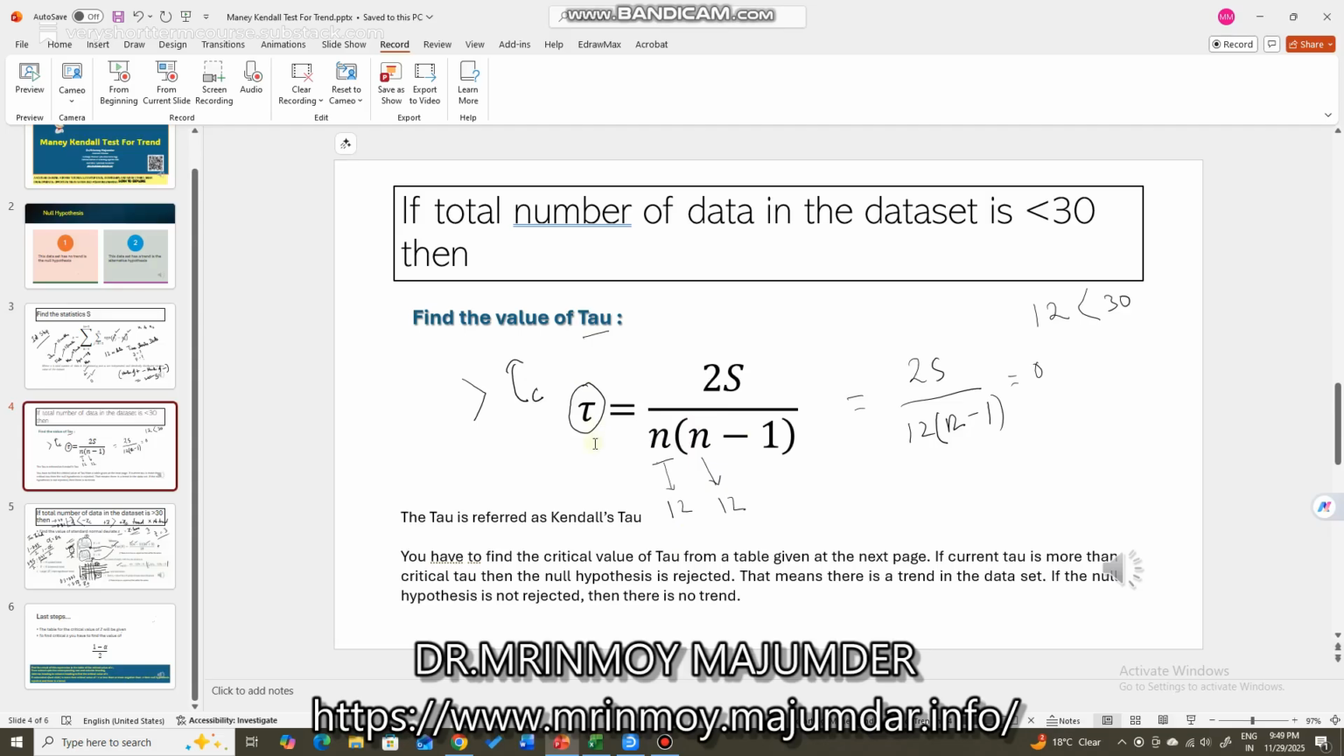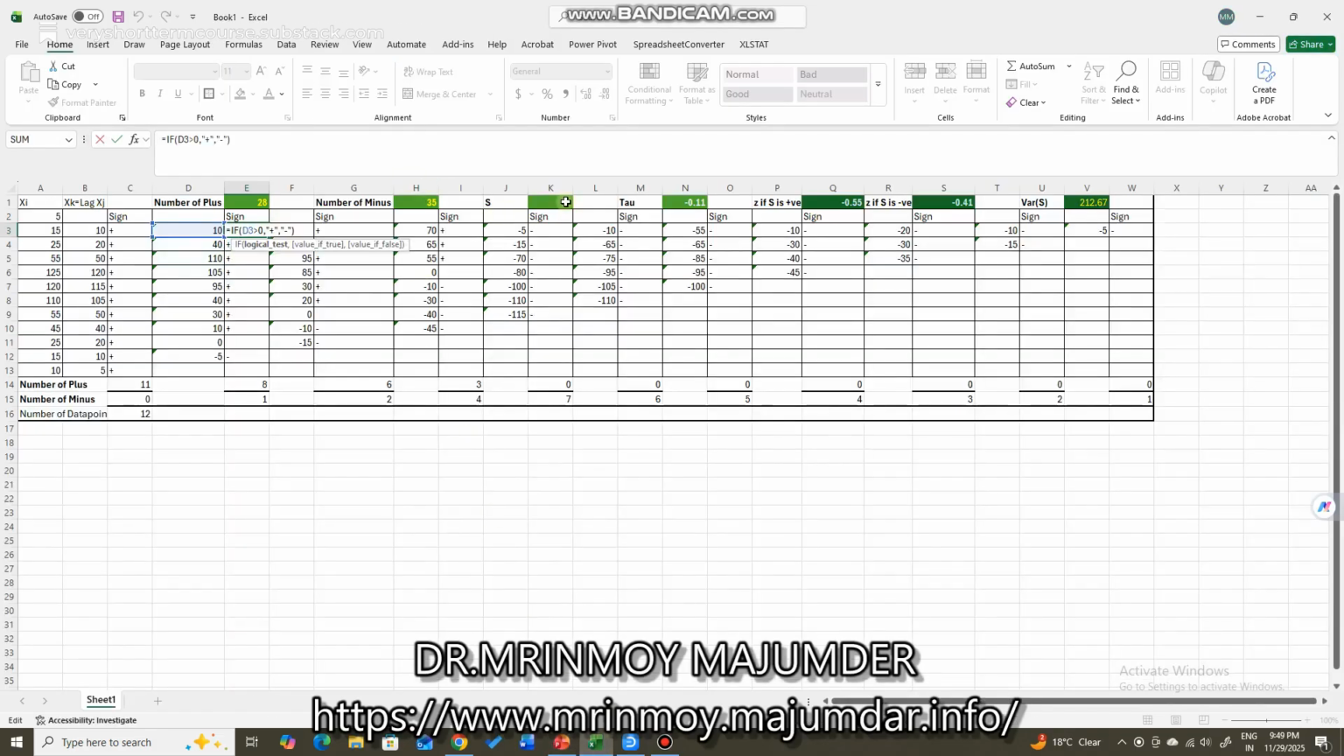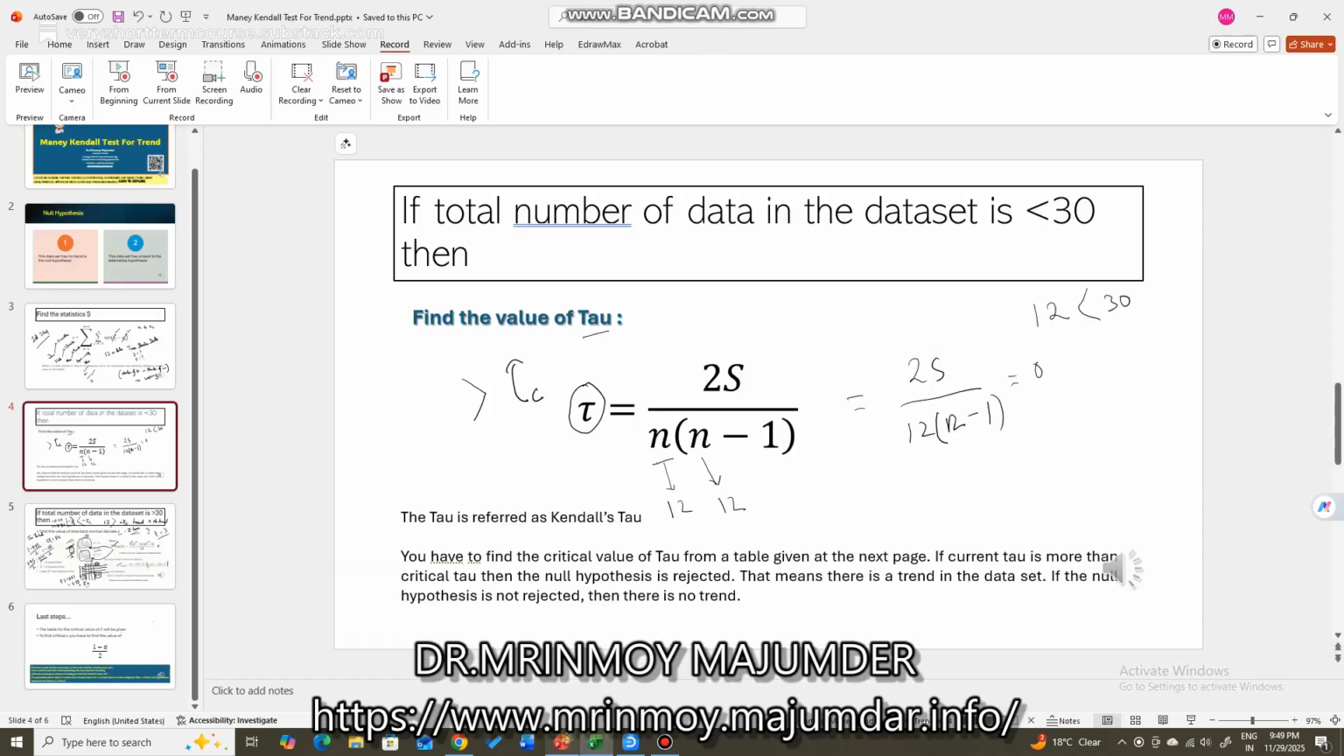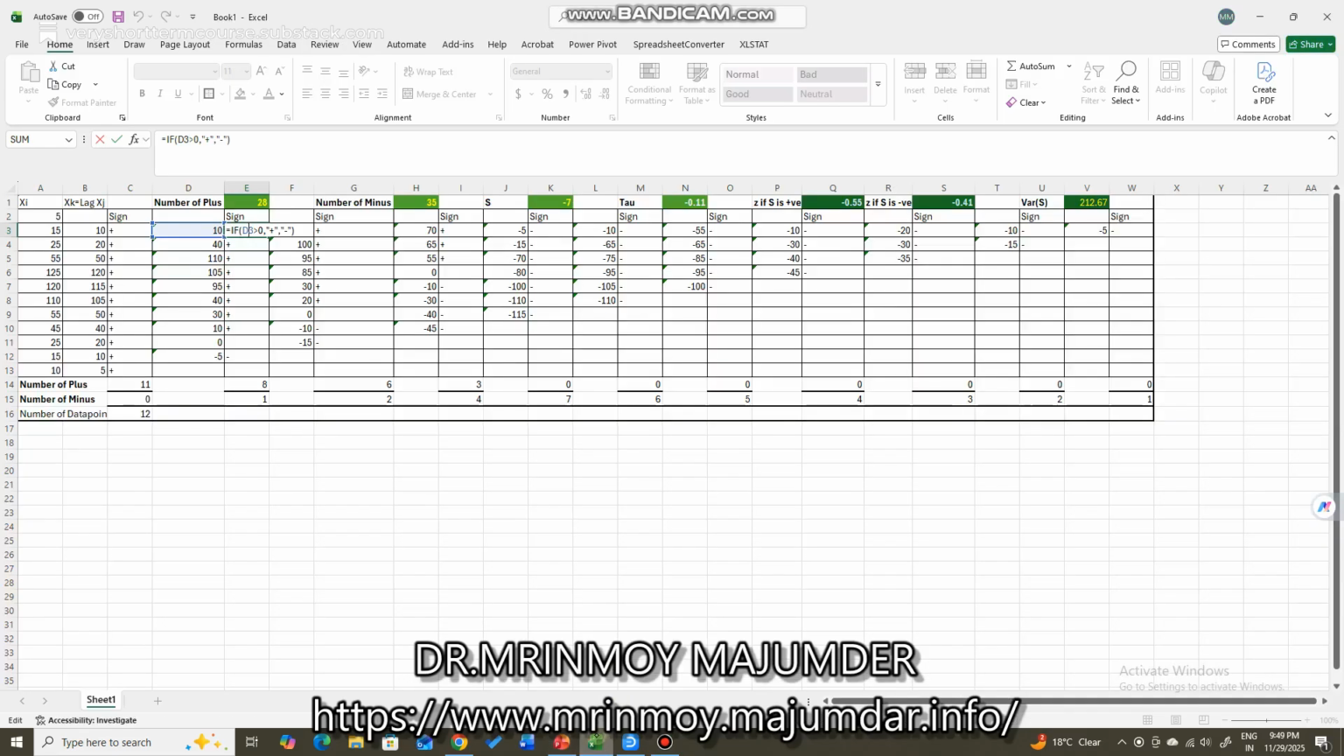So in this way, I have calculated tau. AC is, you see, AC is minus 7. So 2S, 2 into minus 7 divided by 12 into 12 minus 1. That means 12 into 11. So it has come to a negative value. Certainly it will come to a negative value because S is minus. So what is the negative value? Minus 0.11.